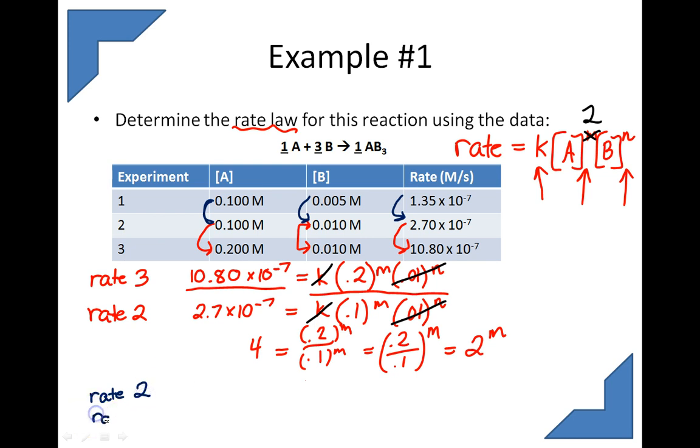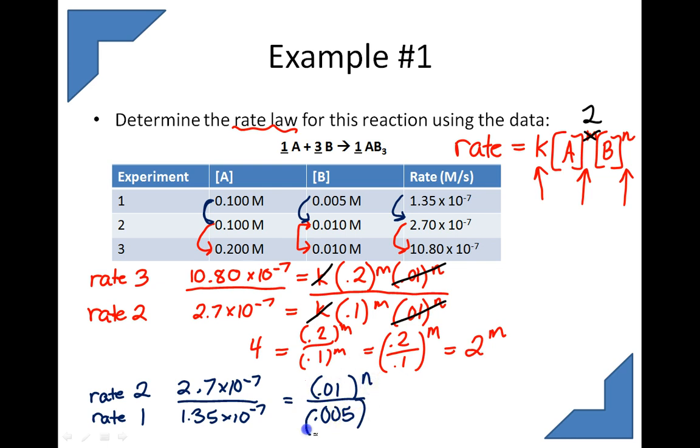So we're going to compare the rate of reaction 2 to the rate of reaction 1. The rate for 2 was 2.7 times 10 to the negative 7th. The rate for 1 was 1.35 times 10 to the negative 7th. And that's going to equal, let's see, in experiment 2 we had 0.01 of B, and in experiment 1 we had 0.005 of B.